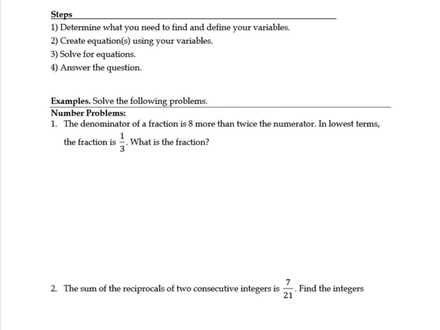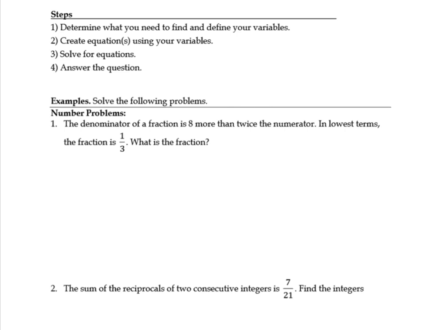The denominator of a fraction is 8 more than twice the numerator. In lowest terms, the fraction is 1/3. What is the fraction? Okay, so what are my unknowns? The numerator and the denominator.